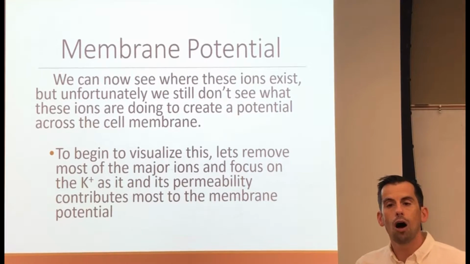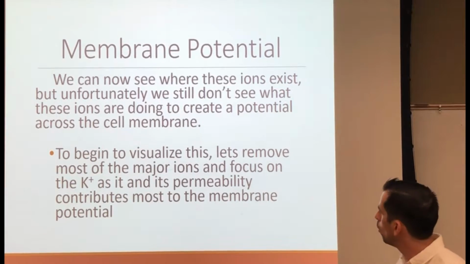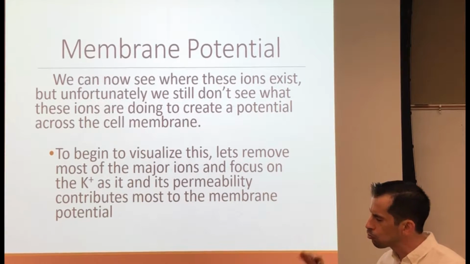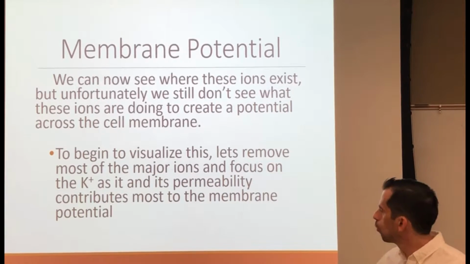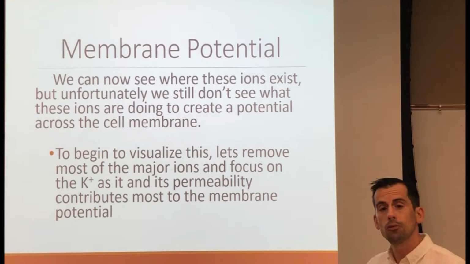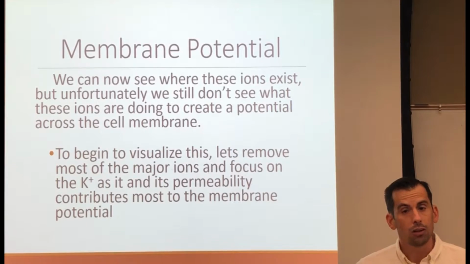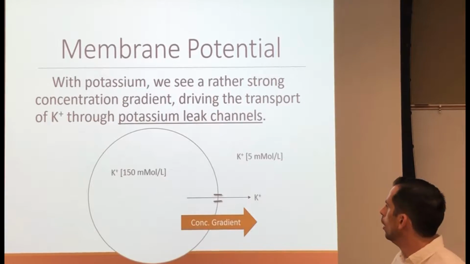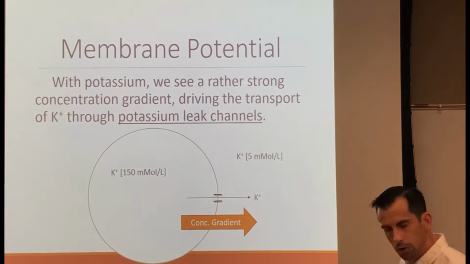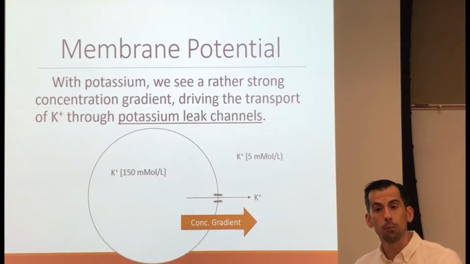However, to take all of those ions into account gets very complicated very quickly. So in order to illustrate what happens with these ions to give us our membrane potential, we're going to strip it down and simplify it. We're going to remove all the ions except for the potassium. And then once we see what happens to the potassium, we'll extrapolate that concept towards the other ions to get a more full picture. So if we only look at the potassium, we see a very strong concentration gradient of potassium because of the actions of the sodium-potassium pump, remember.